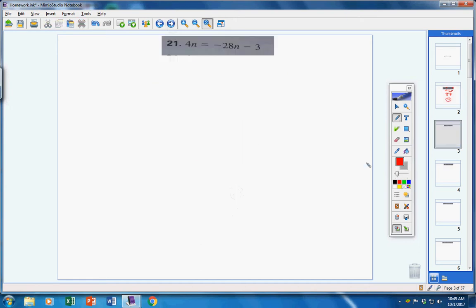All right, number 21. Step 1, simplify both sides as far as possible. Nothing I can simplify here or here. Unlike terms over here. Step 2, eliminate fractions. There are none. Next, move your variable terms to one side and your constant terms to the other. And by the way, you are more than welcome to bring the 4 in over here and bring the 3 over here. That's fine, okay? But for me, since there's only one constant term and it's already here, I just think it's easier to bring this over. Make it a positive 28.